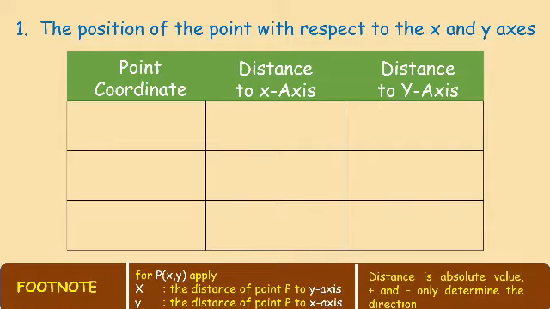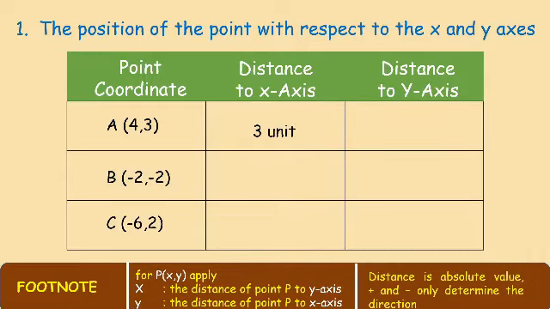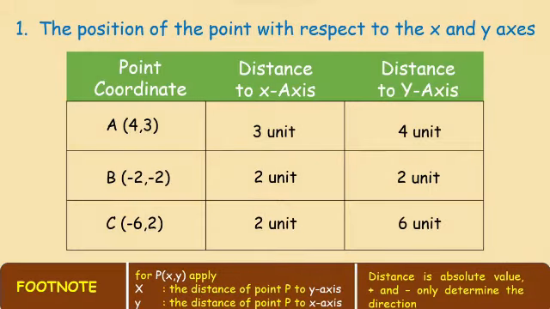Well, previously, we have point A, B, and C. What do you think to fill the table, Kurnia? Yeah, I think point A is 3 units from x-axis and 4 units from y-axis. Point B is 2 units from x-axis and 2 units from y-axis. Point C is 2 units from x-axis and 6 units from y-axis. Is it true, Owen?